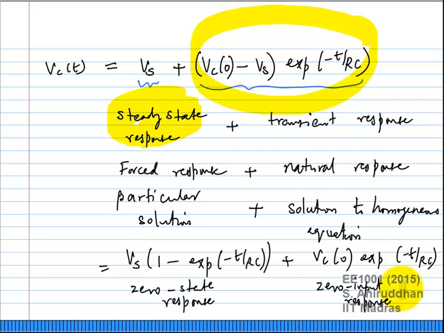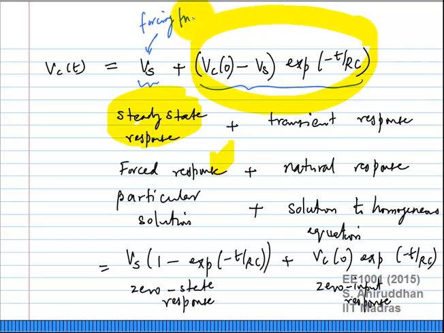Similarly, in this particular case, the steady state response happens to be constant. Why is this also called the forced response? Because this Vs that you are applying is an externally applied voltage. That is sometimes called the forcing function. So if you look at the response, part of the response is due to the forcing function and part of it is what is inherent to the circuit, which is the natural response of the circuit.